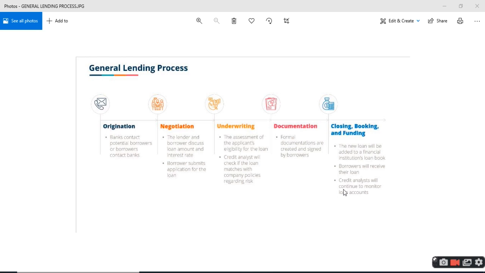Now, at this level, once the documentation has been signed, the loan is approved, and then the financial institution transfers the funds into the accounts of the borrower. The credit analyst now continues to monitor the loan, the books of the borrower, to ascertain and know whether the borrower is paying the principal as well as the interest on a monthly basis, depending on the terms and conditions that have been arrived at.